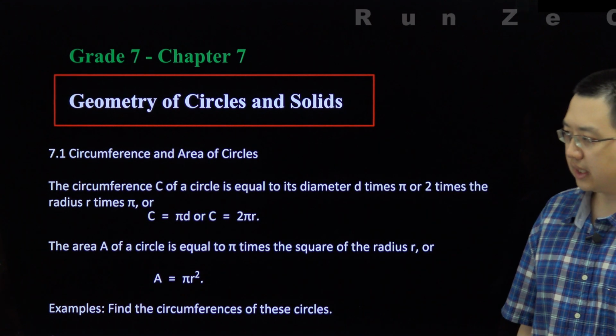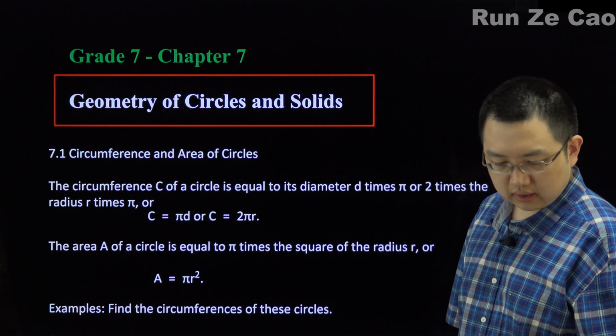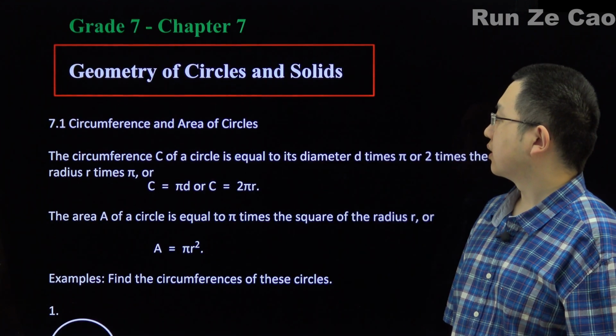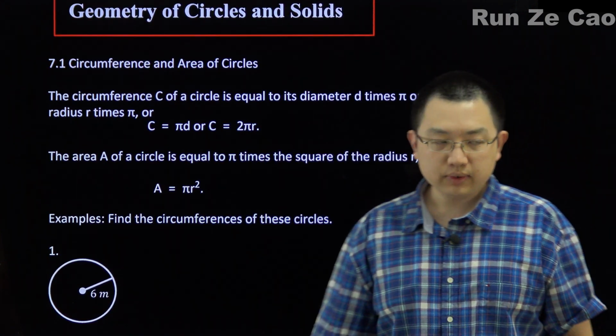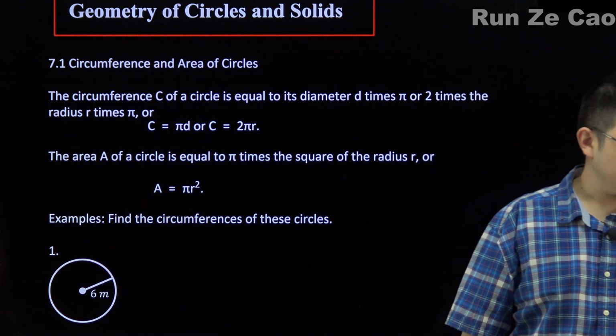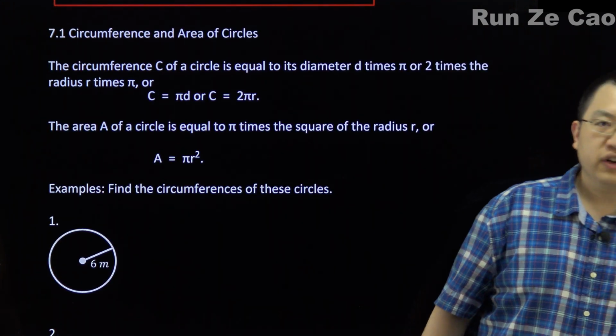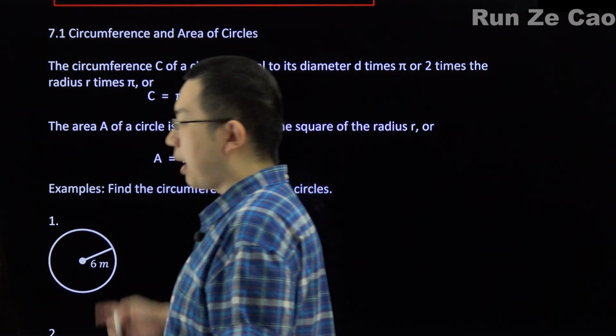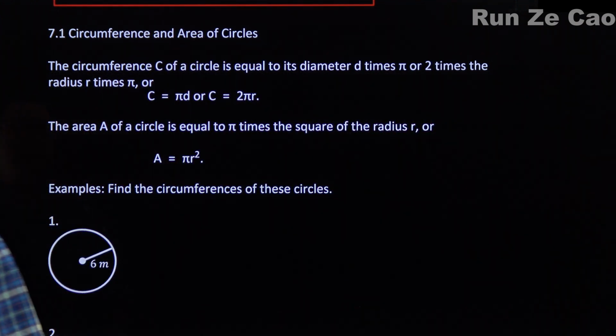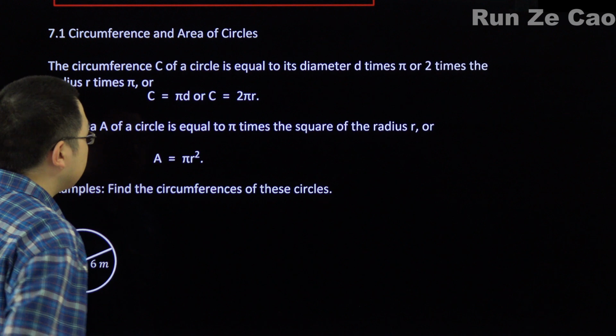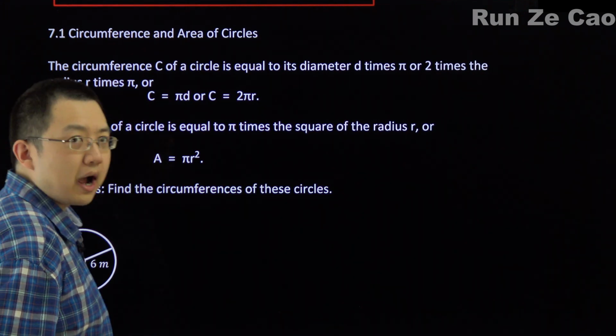The geometry of circles and solids will be what we're doing this chapter. And we start with the circumference and area of circles. The circumference of a circle is equal to pi multiplied by the diameter, or 2 pi r.